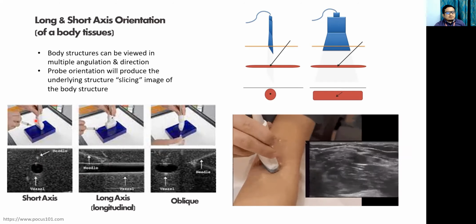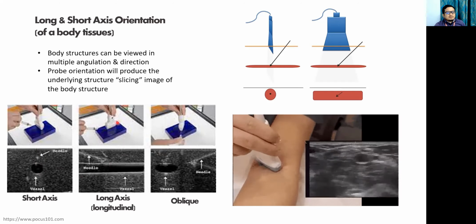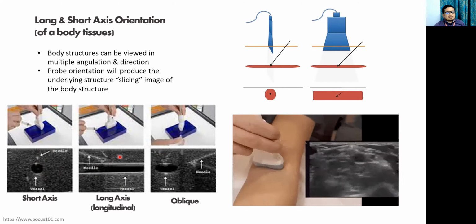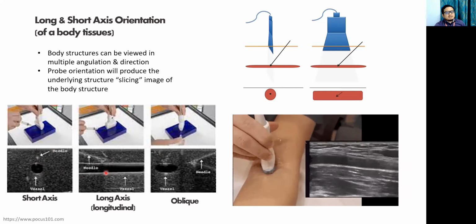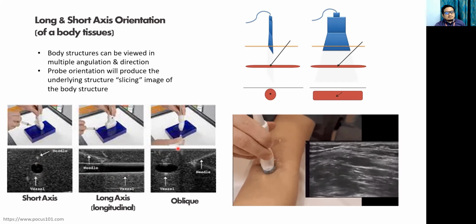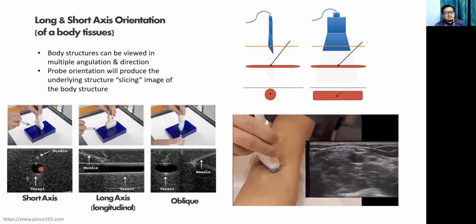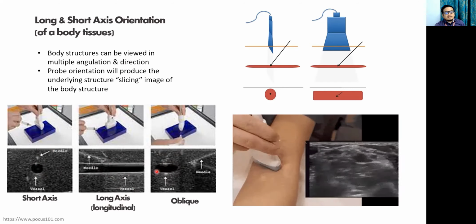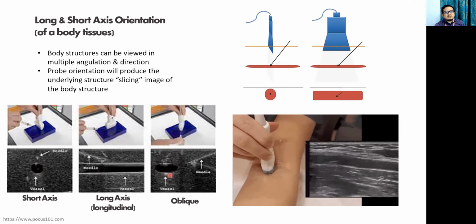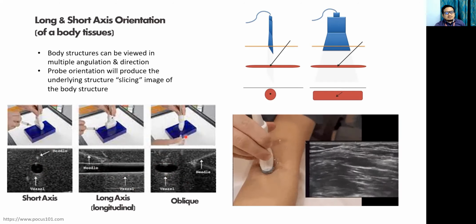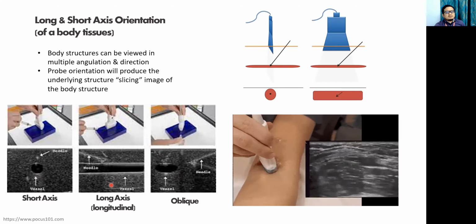When we rotate the probe so it lies along the line of the vessel, it becomes long axis or longitudinal. If we put the ultrasound probe like this, it will cause a slightly oblique picture, and the vessel will not be fully round. It will be more pear-shaped, which means it's an oblique view or slice of the structure. So we usually try to find either short axis or long axis.